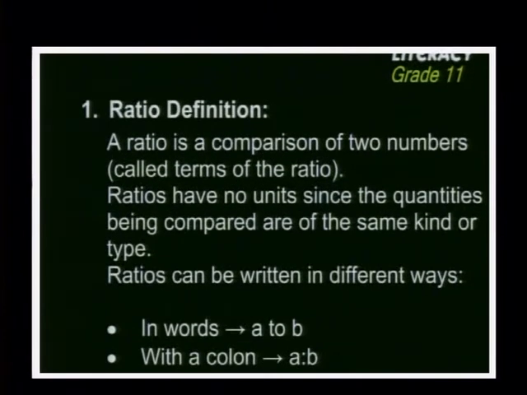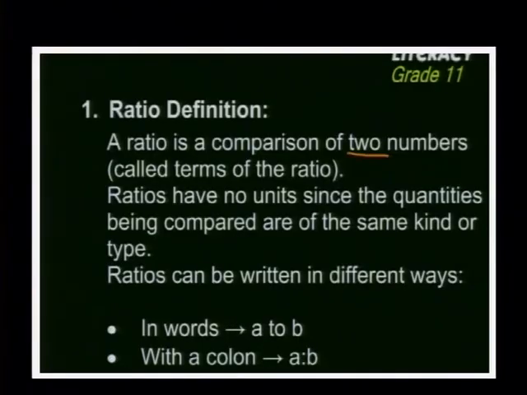So what is a ratio and why is it important to us? A ratio is a comparison of two numbers. When you've got two numbers that we need to compare, we can deal with this in the form of a ratio. We call these numbers terms of the ratio. The nice thing about a ratio is it has no units. The quantities being compared are usually of the same kind or type.